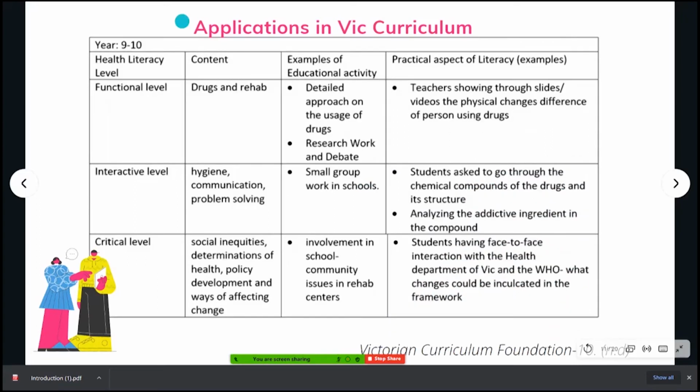Victorian Health Department how they can give leverage on period days for the women. For year 9 and 10, the main content is drugs and rehab. The functional aspect being teachers showing through the slides how physical aspect changes, and interactive being searching about the chemical compound, what is the main addictive ingredient that makes the person addictive in that particular substance. And this could be better presented with a chemistry teacher. Then the critical aspect is the interaction with the WHO. What are the rehab centers, rehab documentations that are done for the world.